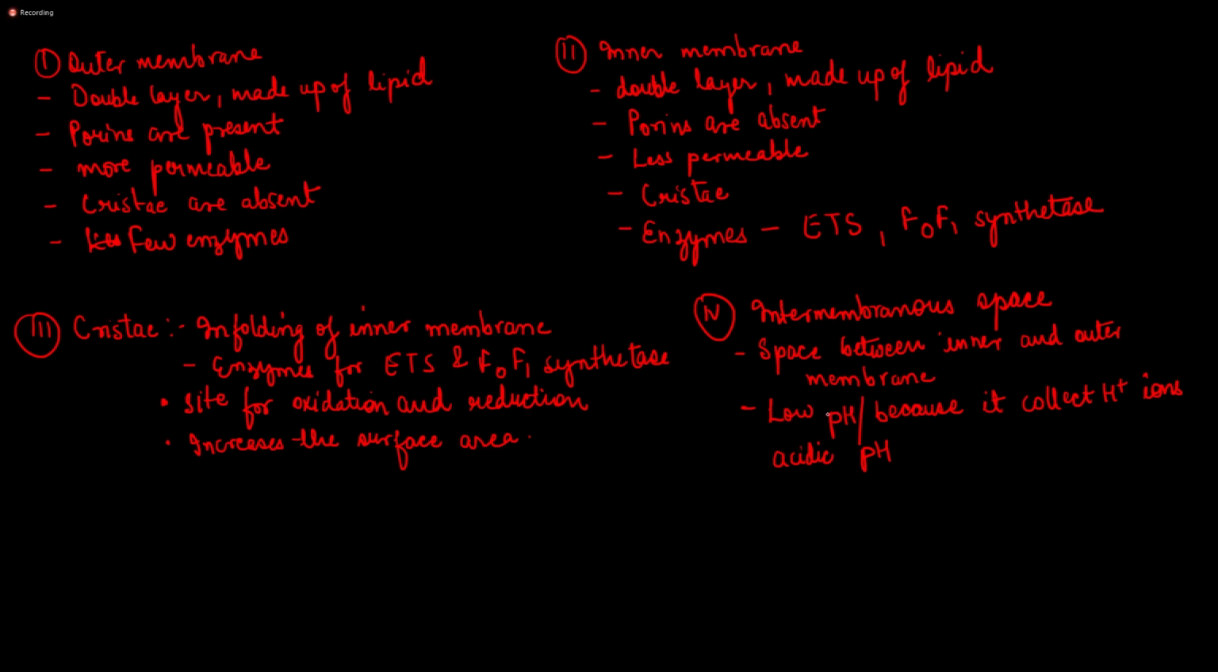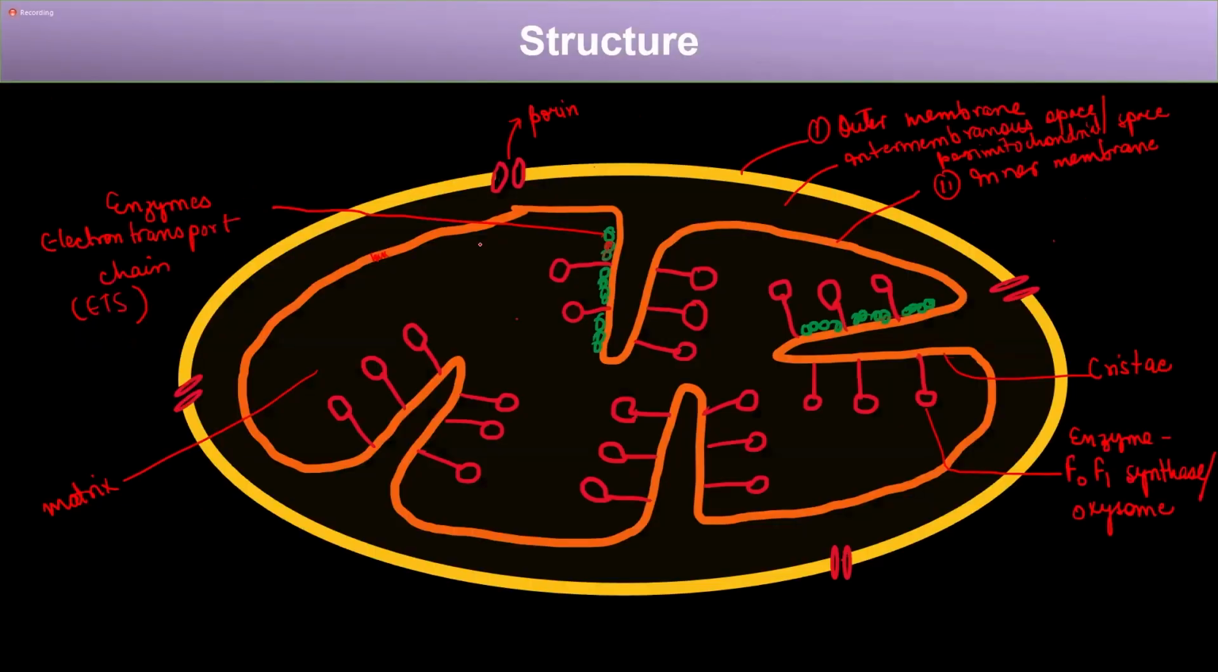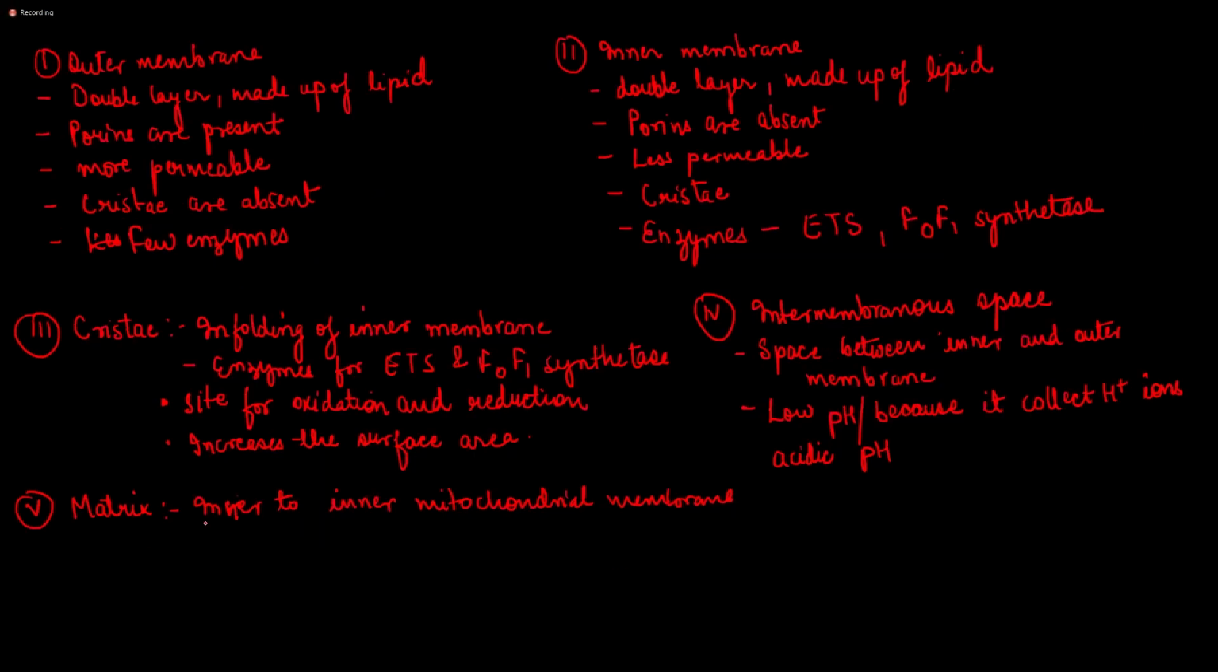Now the fifth component of the mitochondria is the matrix. Where is the matrix present? It is present inner to the inner mitochondrial membrane, right? Where it is present right here. This is the matrix part, and it is present inner to the inner mitochondrial membrane.